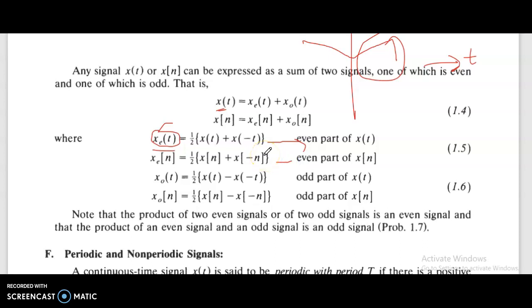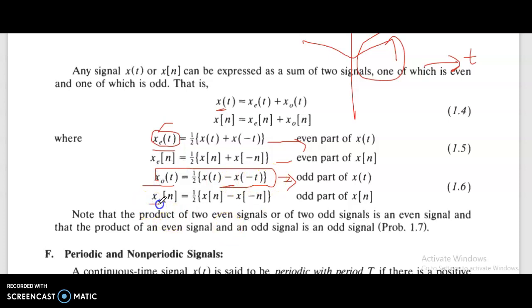xo of t equal to, that is the odd part of x of t. xo of t means the odd part of x, the total odd part. xo of t equal to 1 by 2 of x of t minus x of minus t. So this is the odd part.